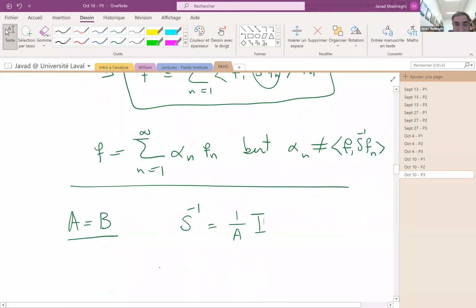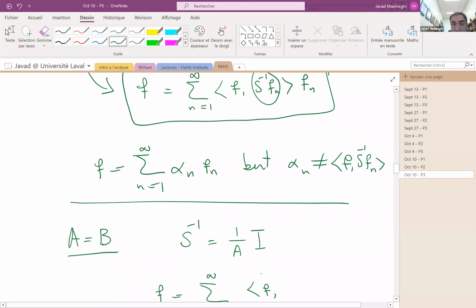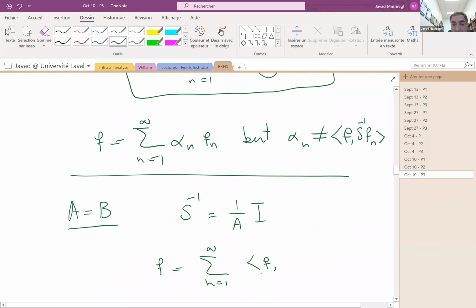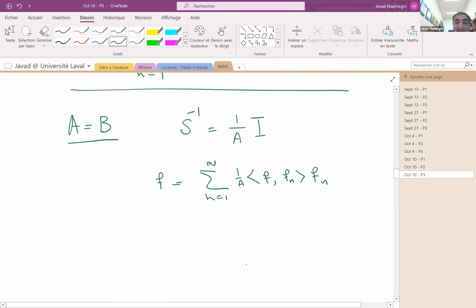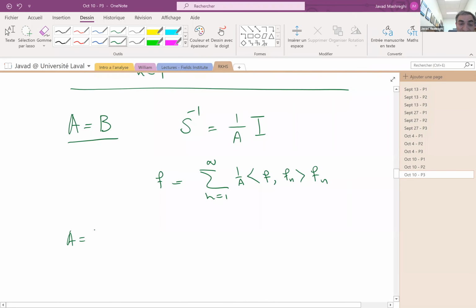F becomes equal to the sum n from 1 to infinity of the inner product of F with Fn, times Fn, and 1 over A comes in. It's very, very close to what we have for an orthonormal basis. And even if we have a Parseval frame, it becomes the same formula that we had for an orthonormal basis.